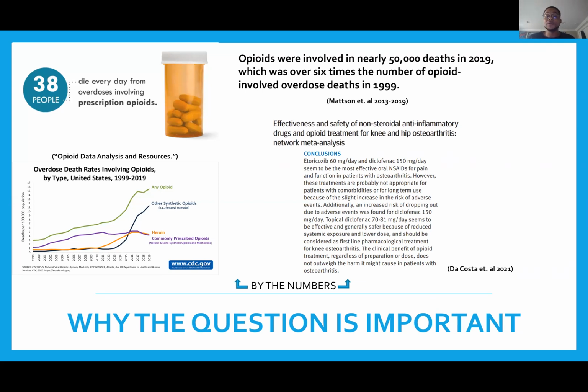So that in itself shines NSAIDs in a more promising light compared to how they are talking about opioids in this discussion, where if you look further down to the last sentence, it says basically the clinical benefit of opioid treatment, regardless of preparation or dose, does not outweigh the harm it might cause in patients with, in this case, osteoarthritis. So in general, this allows for somewhat of a gray area in terms of pain treatment for these different drug classes.